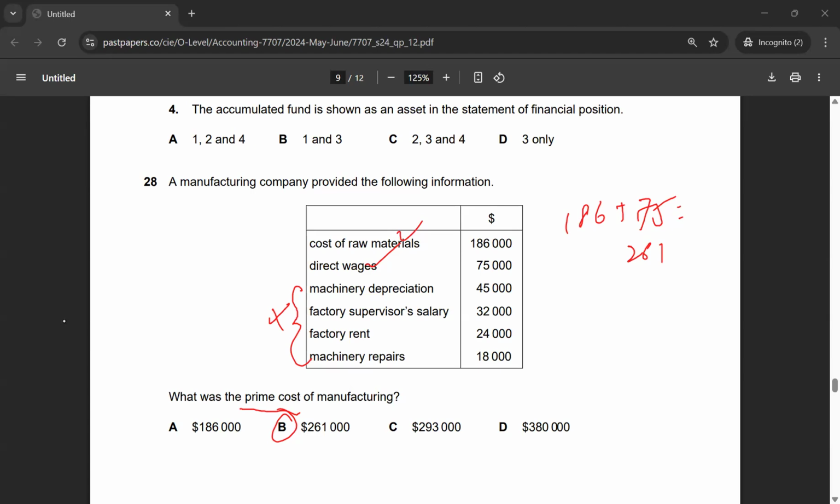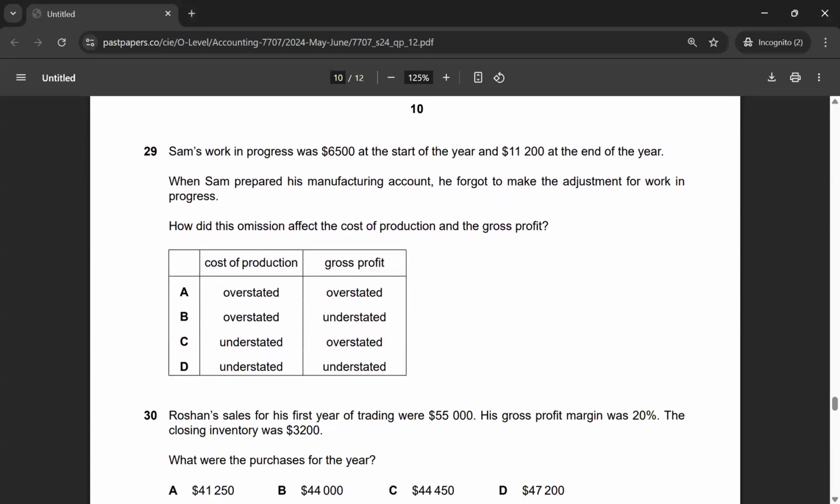Let's move on to multiple choice 29. We can see 29 and 30 together in this one screen, so we will do them together. Multiple choice 29: Sam's work in progress was 6,500 at the start of the year and 11,200 at the end of the year. When Sam prepared his manufacturing account, he forgot to make the adjustment for work in progress. How did the omission affect the cost of production and the gross profit?